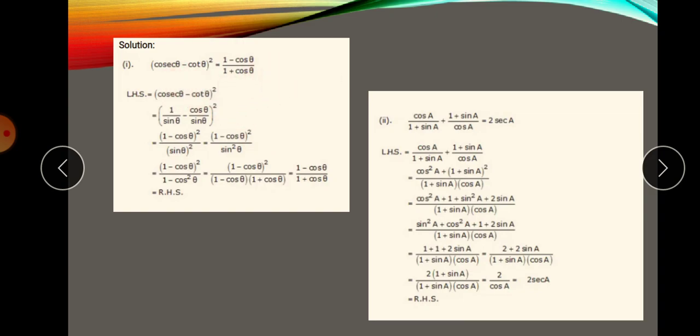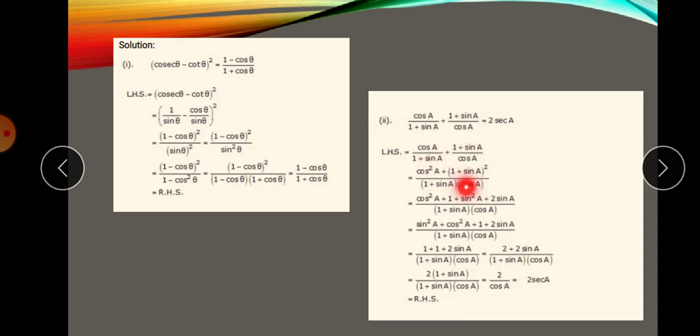Now next one is the second sum. Cos A by 1 plus sin A plus 1 plus sin A by cos A. Take the LCM. It is not possible to take the RHS here, so only the LHS is possible. What is the LCM? 1 plus sin A into cos A. So cross multiply: cos A into cos A, cos square A, and 1 plus sin A into 1 plus sin A.